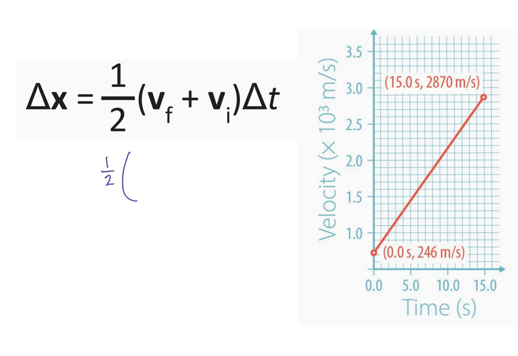What was my final velocity? What was my final velocity here? 2,870. My initial velocity here was 246. Over what period of time did that happen? 15 seconds, all right? So if you do all of this in your calculators, you should get 23,370. What unit? How far am I traveling? I'm traveling in meters per second, so that's meters, right?